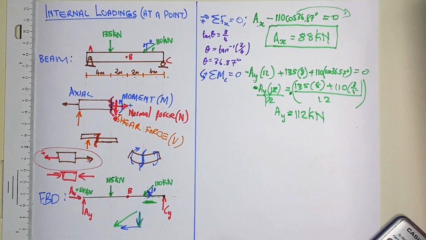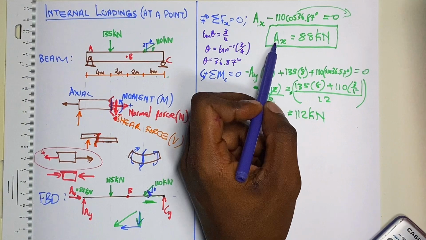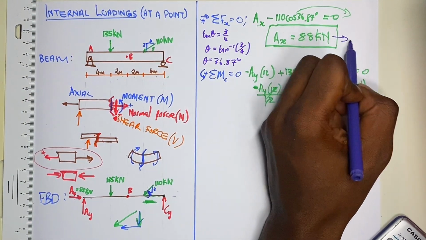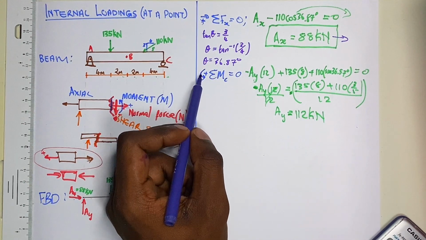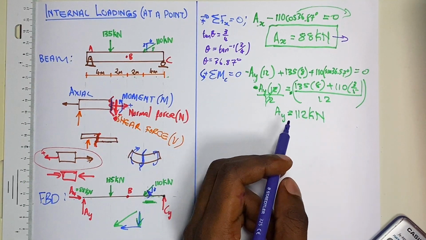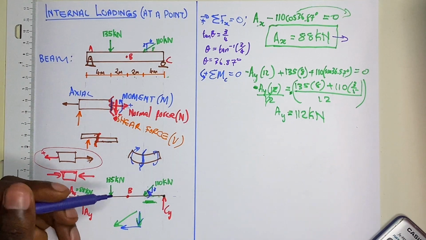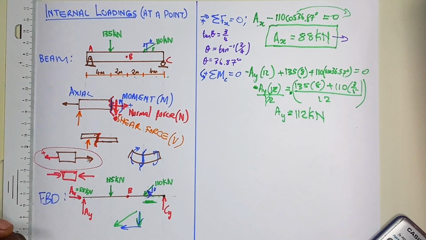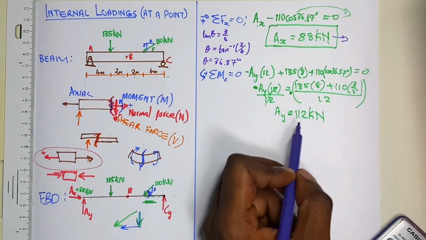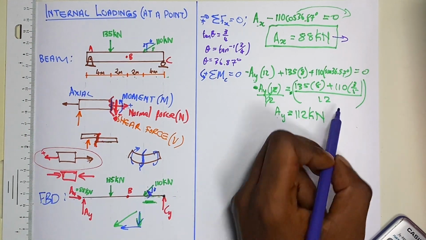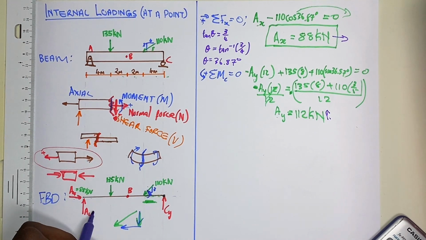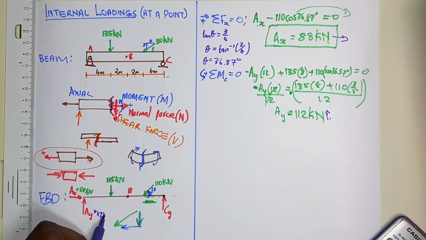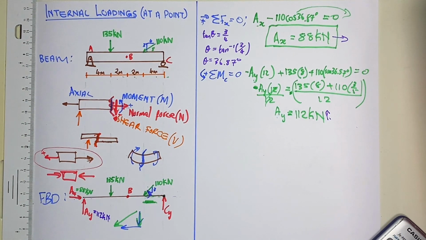Another thing that is important to notice is that it is positive. Now because it is positive, it will be acting in, so the AX was positive, therefore it is acting in that direction, because we say positive is that direction. Here we also said that when a member is pushing upward, that will be our positive. So in this case, because AY is positive, that means it is acting in that direction. So we got it correctly here also. It is equal to 112 kilonewtons.